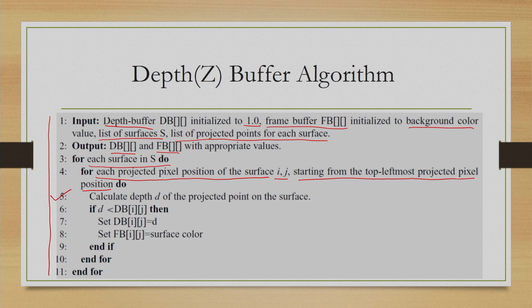the depth denoted by d of the projected point on the surface, and then compare it with the already stored depth of that point. If d is less than what is already stored in the depth buffer at the corresponding location, then we update this depth buffer information, and then we update the frame buffer information with the color of that particular surface, and this we continue for all the pixels for that projected surface, and we do it for all the surfaces.